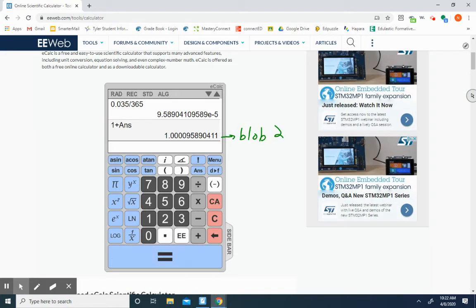Still got blob 2 right there. Going to take, again, previous answer, or in other words, blob 2, raise that to the power of 365. This previous answer thing is so nice since you don't have to type in all those digits. So blob 2 to the power of 365 will give you that. And this, I'm going to be calling blob 3. Okay?